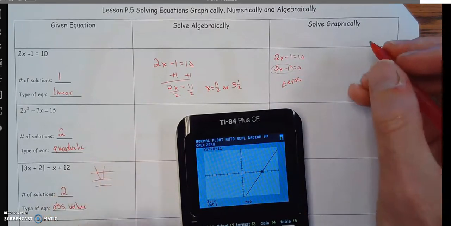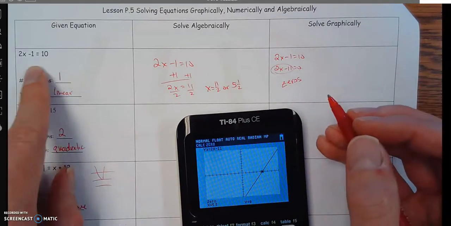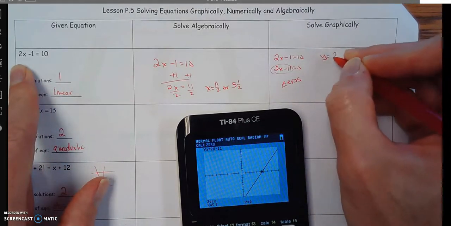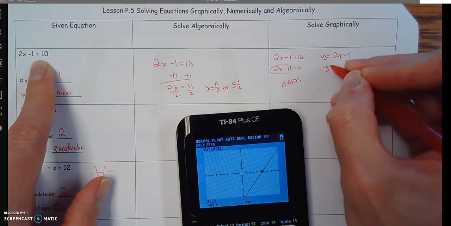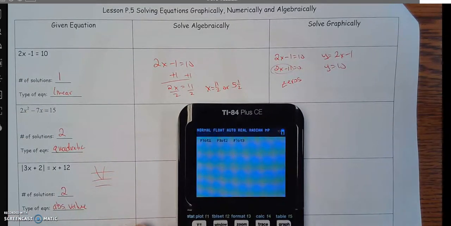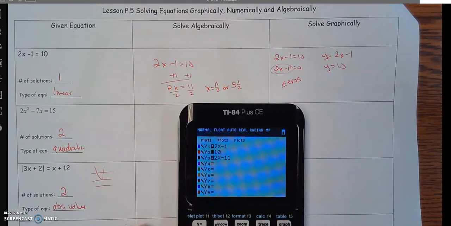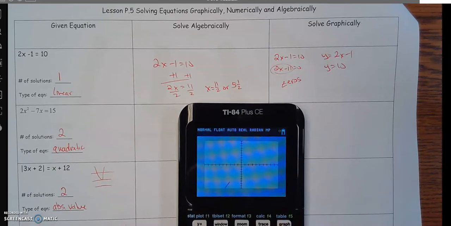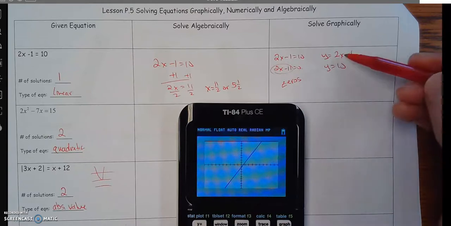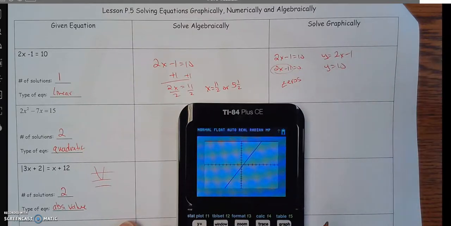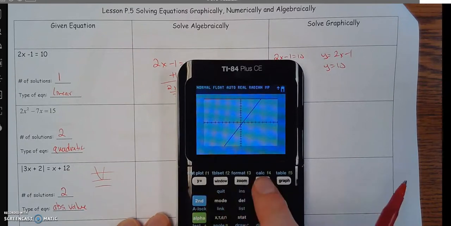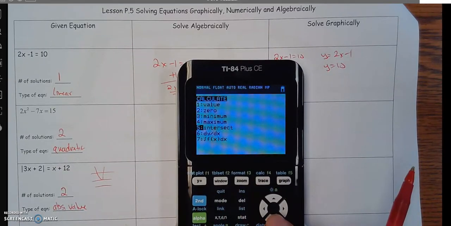Okay. The other way would be to graph these two as individuals. So graph y equals 2x minus 1 and graph y equals 10. Okay. So I go y equals, I'm going to turn these on and turn that off. And I'm just hitting enter to shut them off. I want to keep that, but I don't want to graph it right now. So when I hit graph on this guy, I'm going to have 2 lines. And I want to look at where do they cross each other. So what x value makes them equal? What x value makes these two the same? So I'm going to go second, calc again, but instead of 0, I'm going to choose intersect.